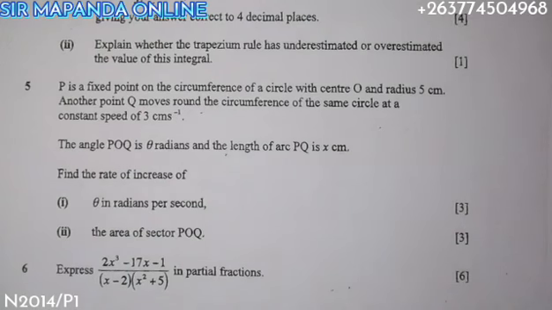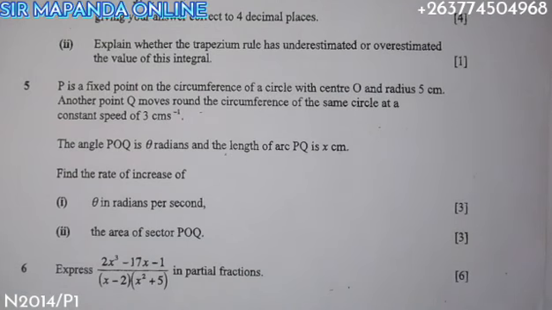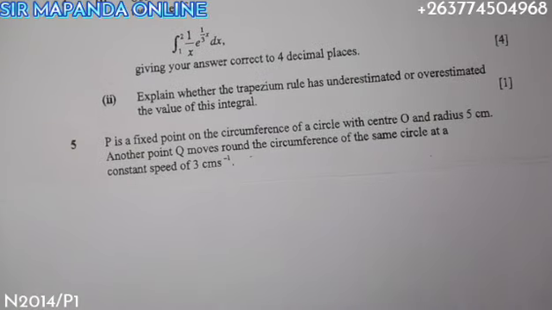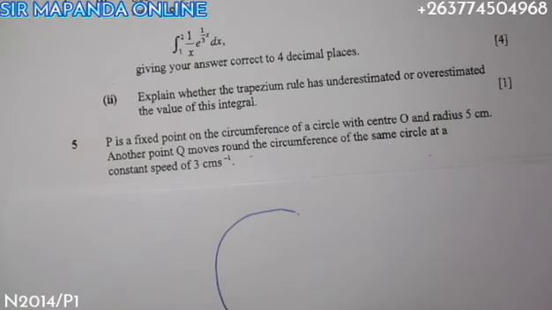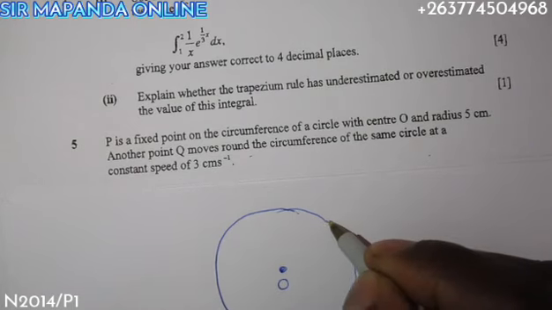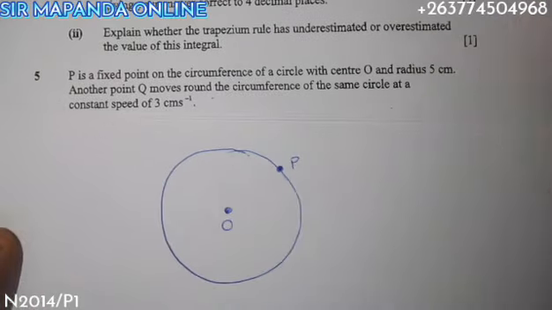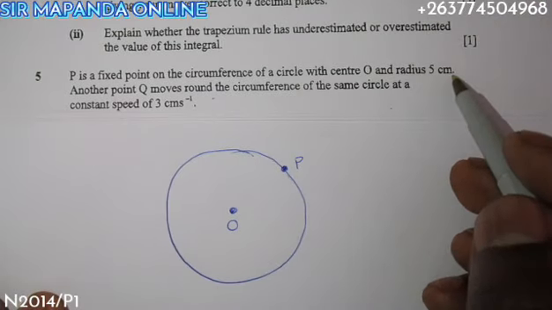Right, we are now on question number 5. It reads, P is a fixed point on the circumference of a circle with center O. Right, so when attempting such questions, sketching is good. So let me draw the circle with center mentioned O, and they are saying P is a point lying on the circumference of that circle. Let us proceed. And radius 5 centimeters.